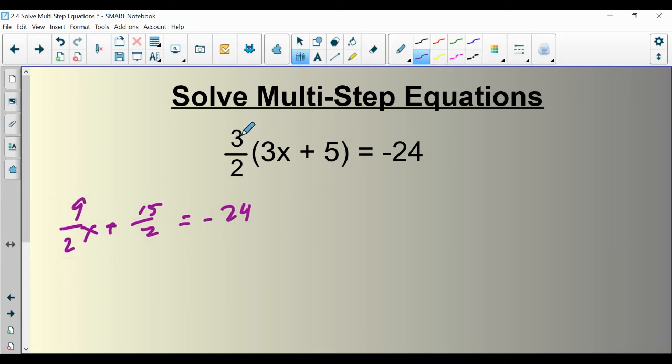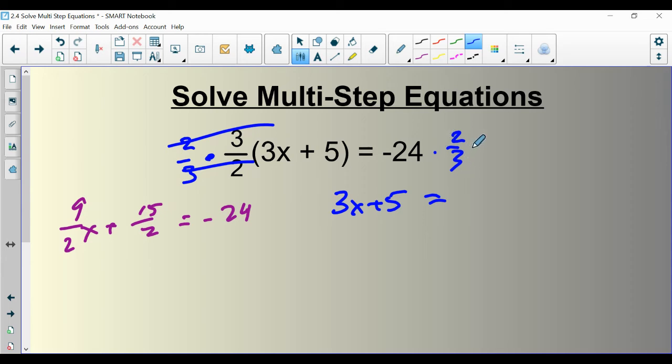Right now, 3 halves is being multiplied by all of this in parentheses. I can actually undo a multiply by 3 halves by, as mentioned over here, multiply by the reciprocal. And if I multiply by 2/3 on this side, I also have to multiply by 2/3 on this side. Remember, multiplying a fraction by its reciprocal cancels it. So on this side, we just have 3x plus 5 then. And then I have to do negative 24 times 2/3. And negative 24 times 2/3 is negative 16.